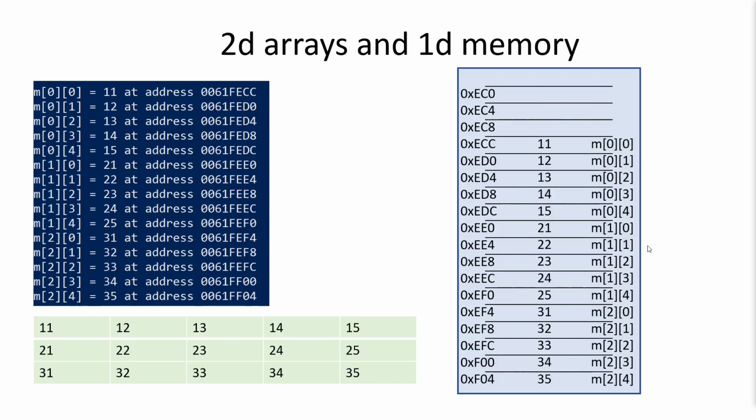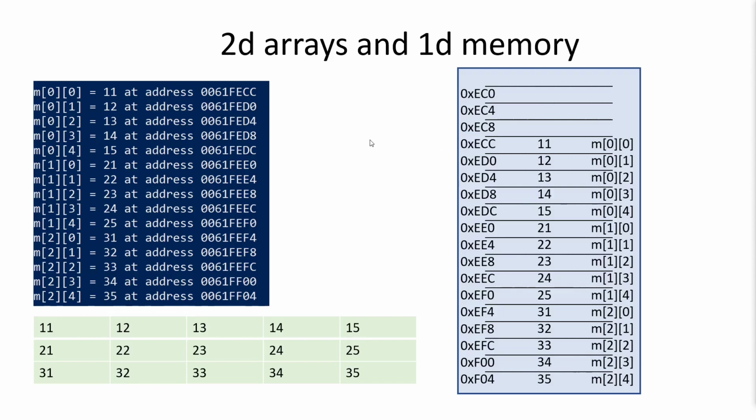I mapped them all, and we can see now maybe a little more clearly that all of this data just gets mapped directly in memory in order. It takes the first row, then the second row, then the third row. So I've got all these addresses lined up, and just put this in a picture.